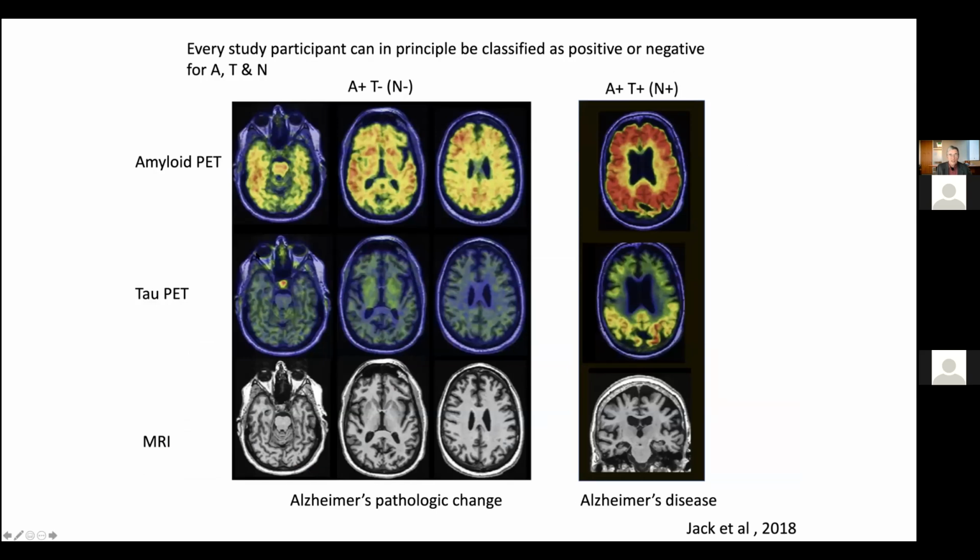And this is just to illustrate that you can use just imaging if you want to classify people on this ATN system. On the left is someone who's amyloid positive, tau negative, no neurodegeneration. This would be a typical preclinical Alzheimer case. Might be 10 or 15 years in this stage before neurodegeneration occurs. On the right, someone who's amyloid positive, tau positive in the posterior association regions with brain atrophy, and this would be a typical Alzheimer's disease symptomatic scan pattern.